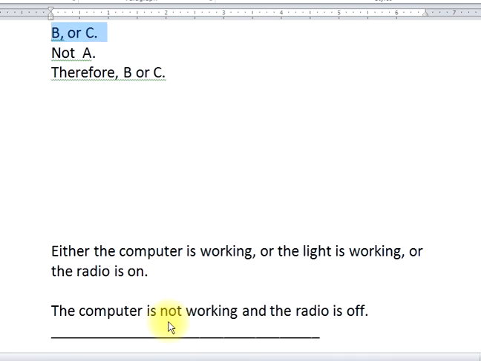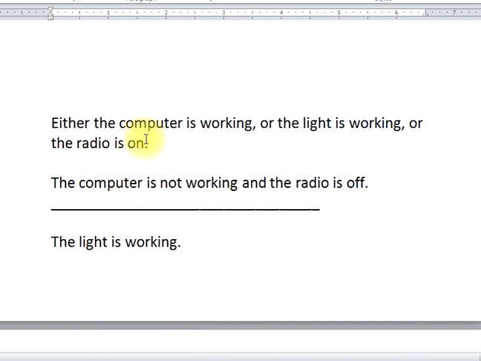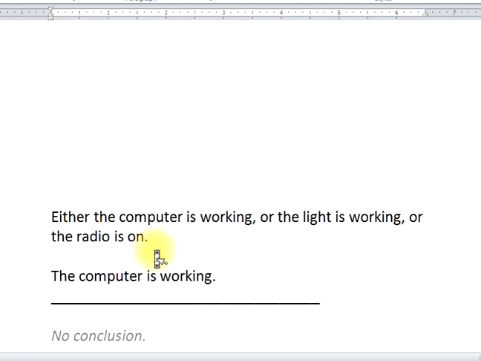Okay, let's take a look. What if we go either the computer is working, or the light is working, or the radio is on? And we go the computer is not working, so we took away this. And we said the radio is off, which is basically saying the radio is not on. So then we take away this. Well, whatever we have left is our conclusion. So at this point, our conclusion is the light is working. Again, it remains to be seen as to whether that is true. But that is the valid conclusion.